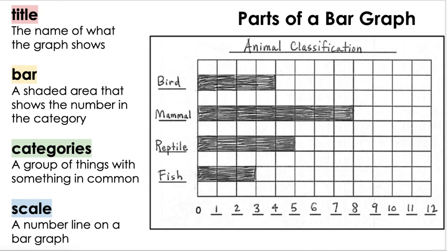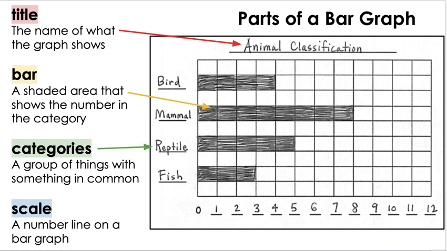So at the top, there is the title. Just like all these other graphs, the title tells us what the graph is showing. Then there's going to be a bar. This is a new part of the graph. This part is the shaded area that shows the number in the category. So for mammals, we shaded in 1, 2, 3, 4, 5, 6, 7, 8 boxes. So that would show that there are 8 mammals.